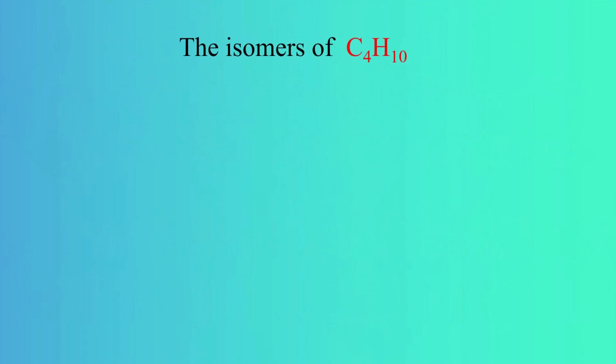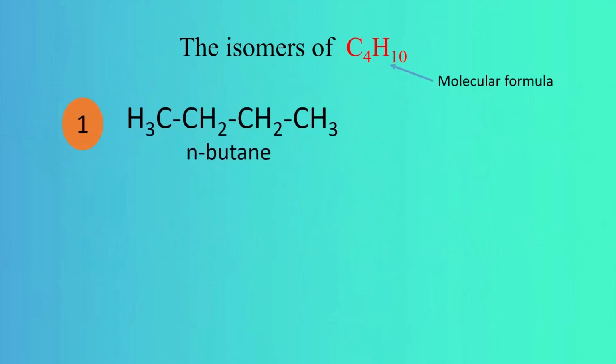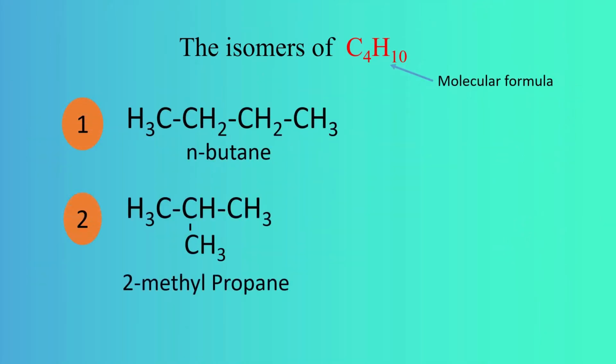Isomers of C4H10. This is butane. This is the molecular formula. It has two different structures: butane and 2-methyl propane.